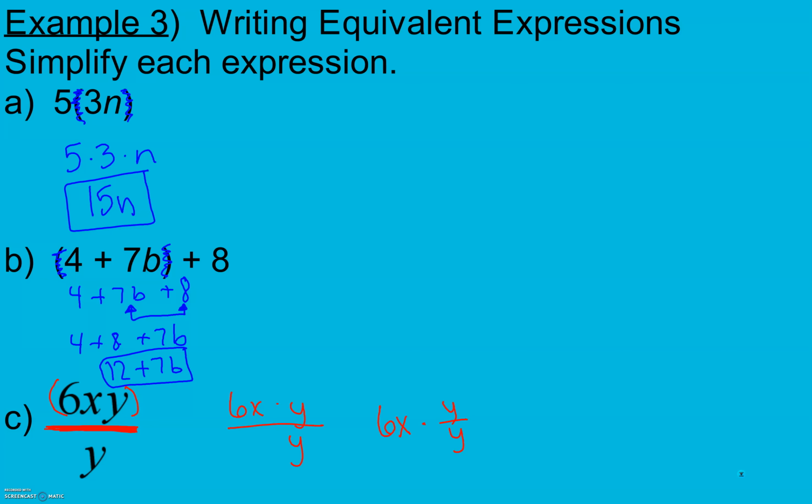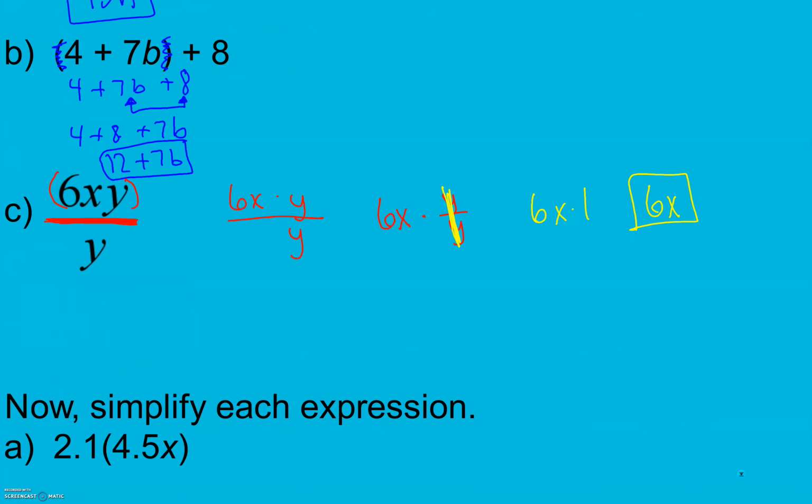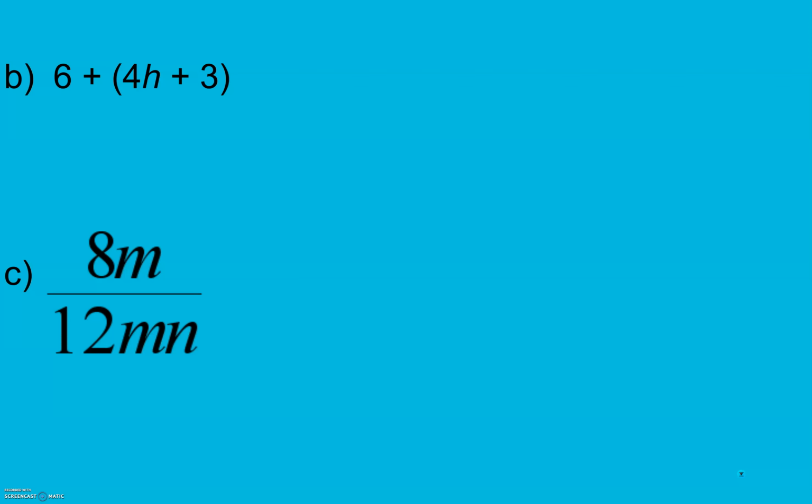The cool thing about this is it lets me simplify because y divided by y is just 1. Anything divided by itself is 1. And anything times 1 using our identity property gives us the identical place we started, which is just 6x. Now, feel free to pause here and give these a try if you'd like.